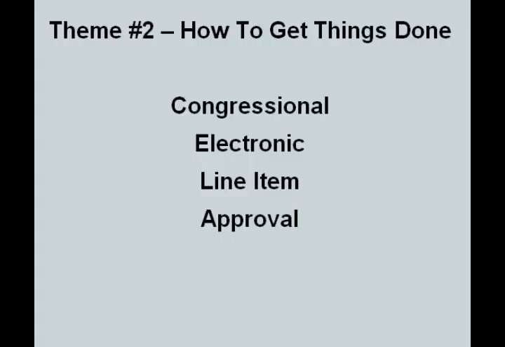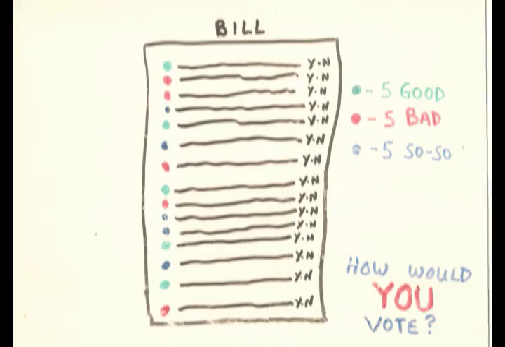Solution to theme number 2, how to get things done. The best solution to how to get things done is congressional electronic line item approval. This would break down the typical 15-item bill into 15 separate entities, each without amendments, each to live or die on its own merits. As a result, the good things would get a quick approval.